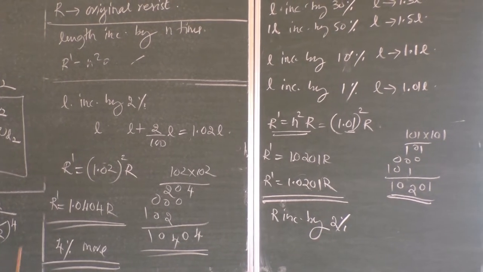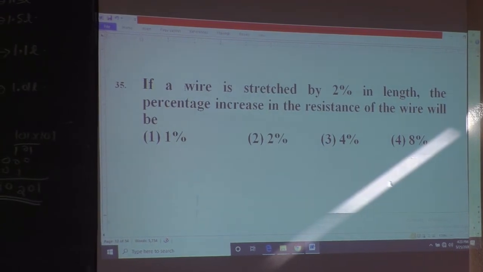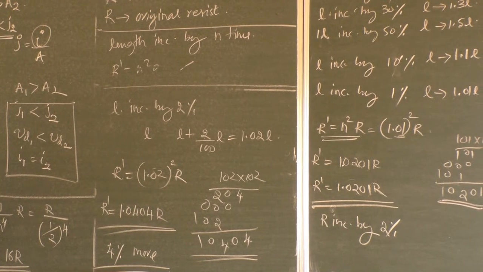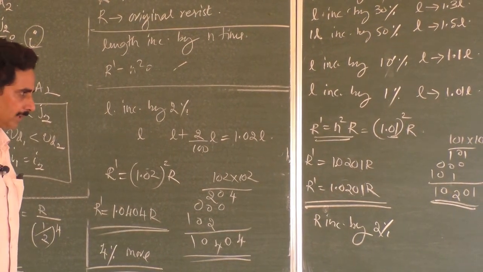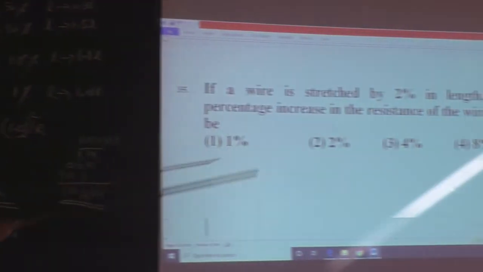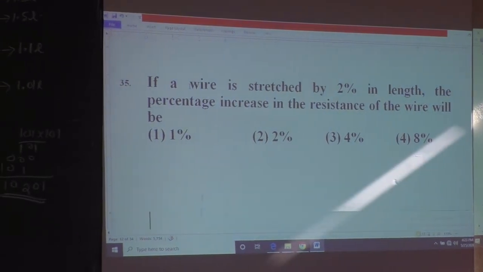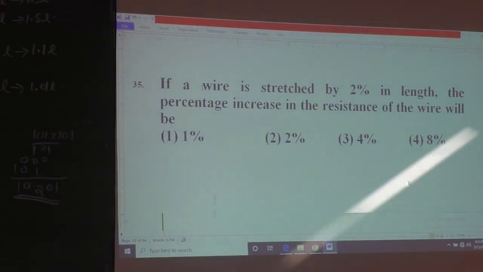Resistance increases by 4%. So don't be under the impression that it is just multiplied by 2, because when length increases by 1%, resistance increases by 2%, and when the length increases by 2%, resistance increases by 4%. This may not always be the case, not multiplication by 2. The procedure you must know. So coming to the question, when length increases by 2%, the percentage increase in the resistance is 4.04%. So it is option number 3.